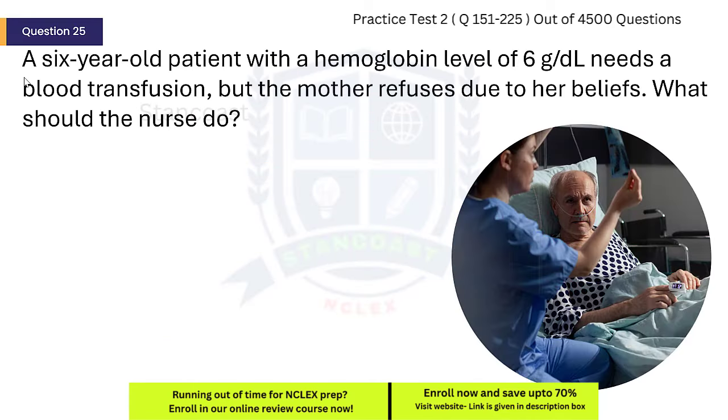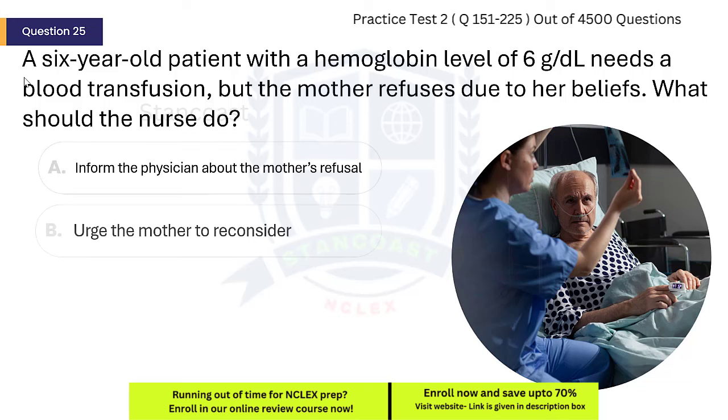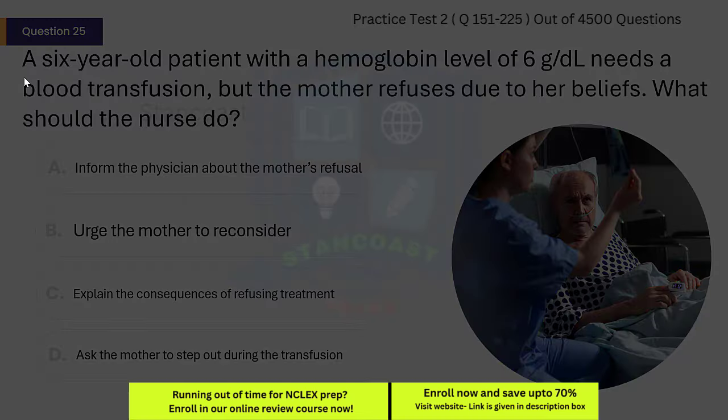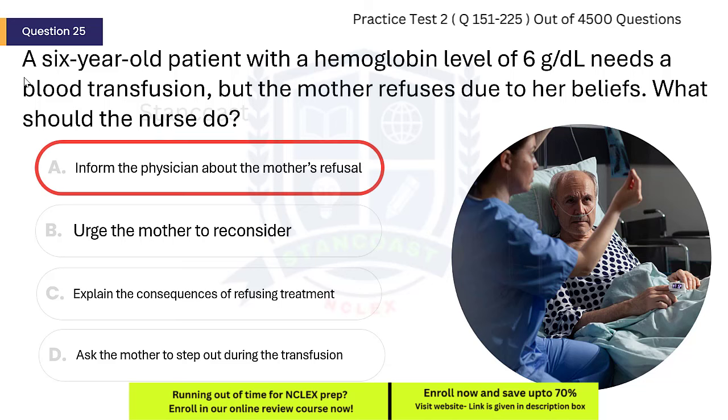A 6-year-old patient with a hemoglobin level of 6 grams per deciliter needs a blood transfusion, but the mother refuses due to her beliefs. What should the nurse do? A. Inform the physician about the mother's refusal. B. Urge the mother to reconsider. C. Explain the consequences of refusing treatment. D. Ask the mother to step out during the transfusion. Think about the best approach to handling the situation. The correct answer is A.